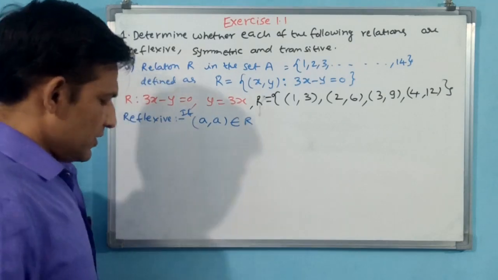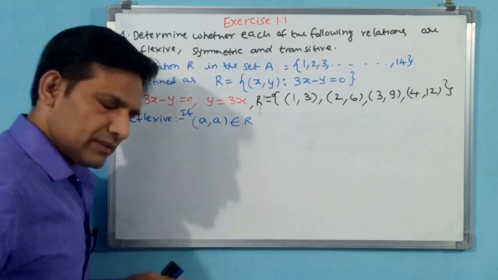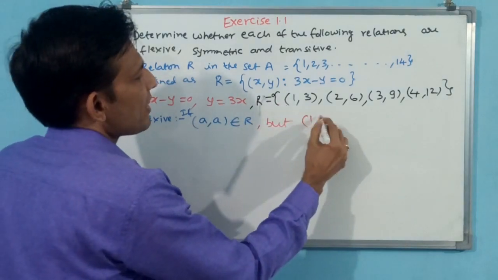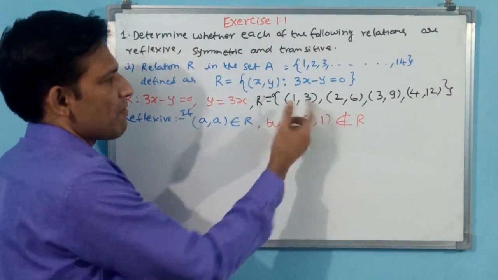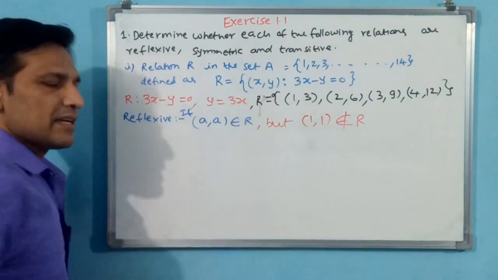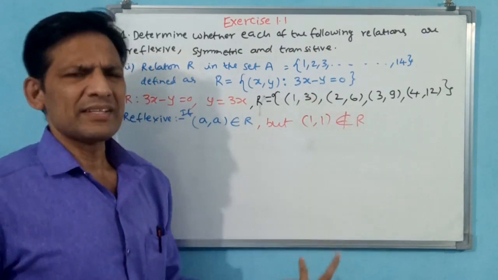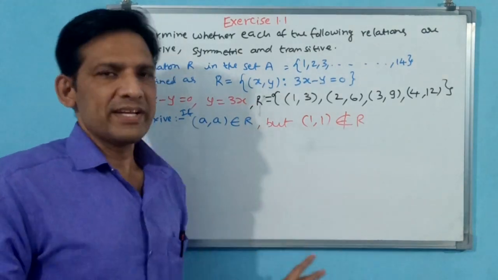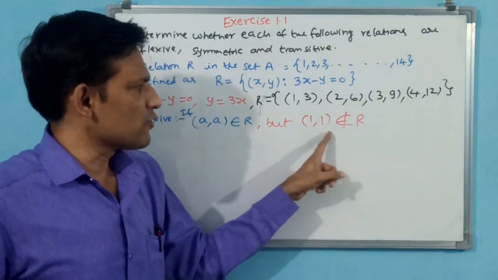Now you see here, if A comma A belongs to R, then this is reflexive. But 1 comma 1 does not belong to R. What does this mean? It means that under the relation, 1 comma 1 is not there. 3 comma 3 is also not there, but we will write only 1. For telling this is not reflexive, you can write only one element and close the matter. This is a relation only, 1 to 1 relation.